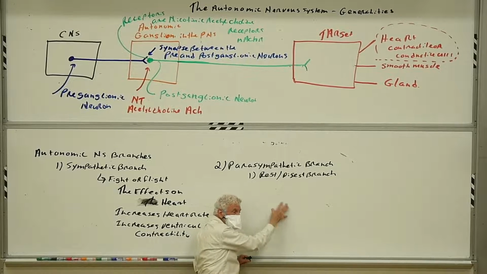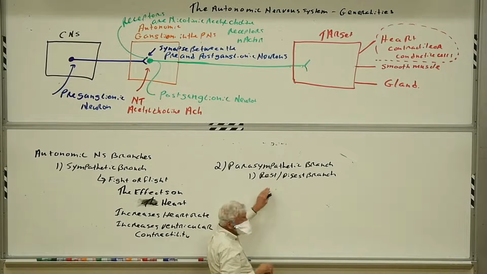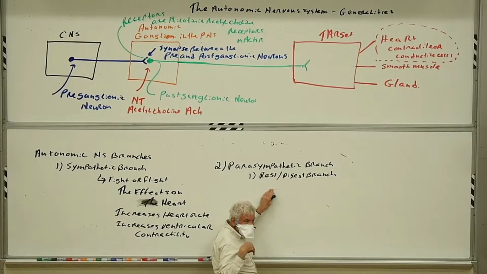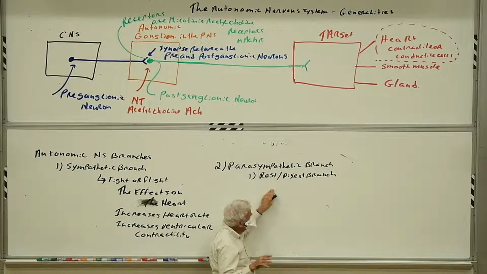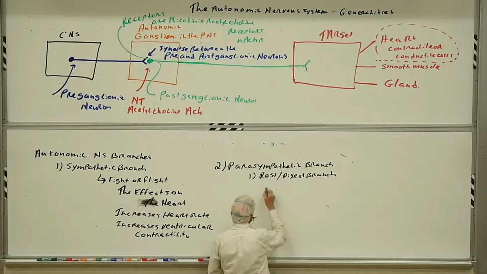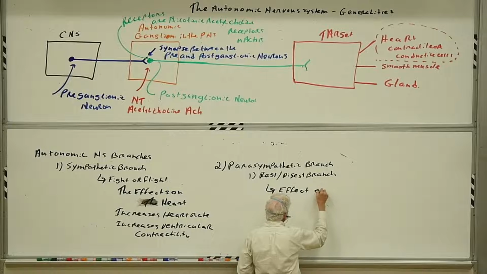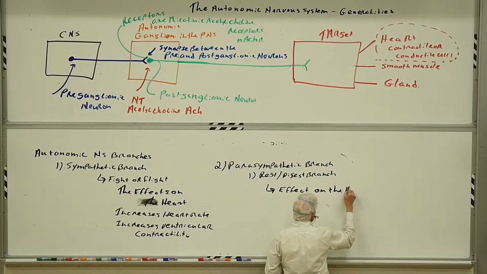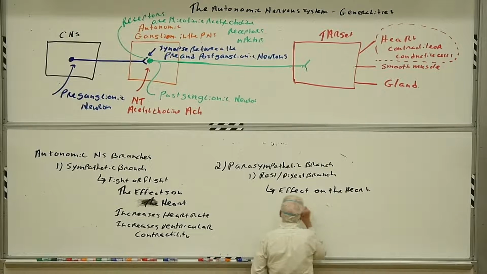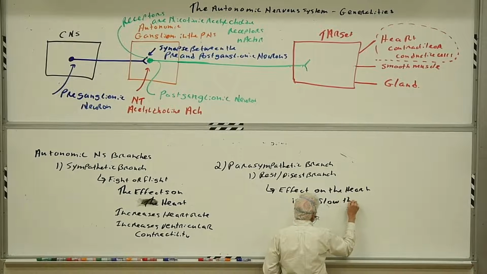This is the one that's most active, we'll see later, in activating the acid secretion from the stomach and working the gut motility and all that sort of thing. But for our purposes here, for the rest and digest branch, we're going to see the effect on the heart is to slow the heart rate.